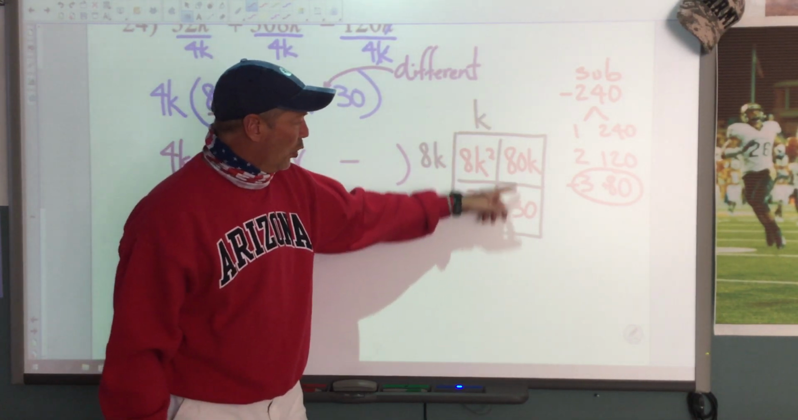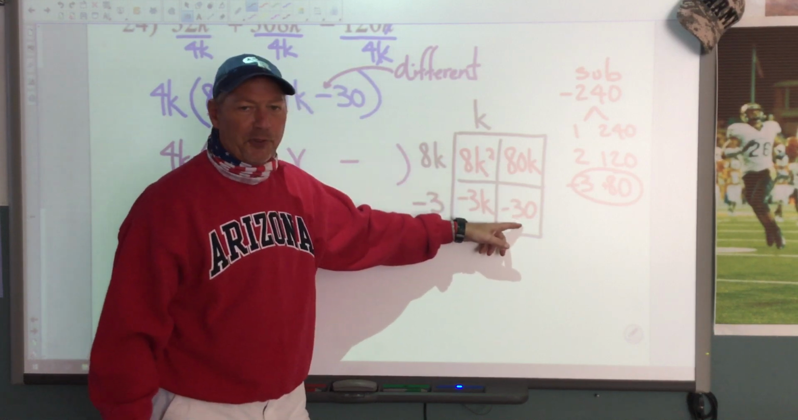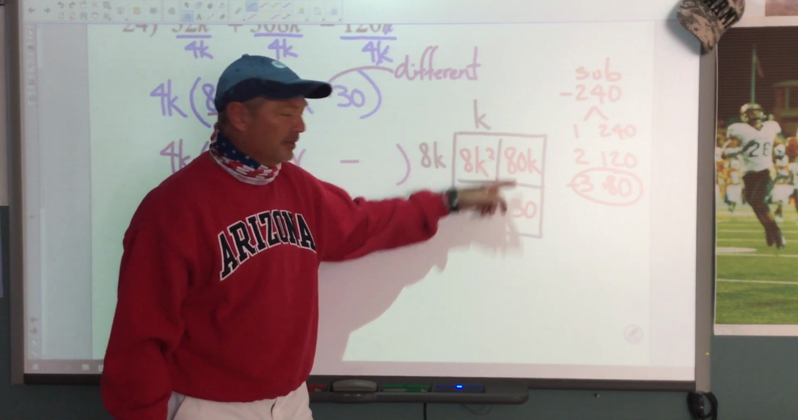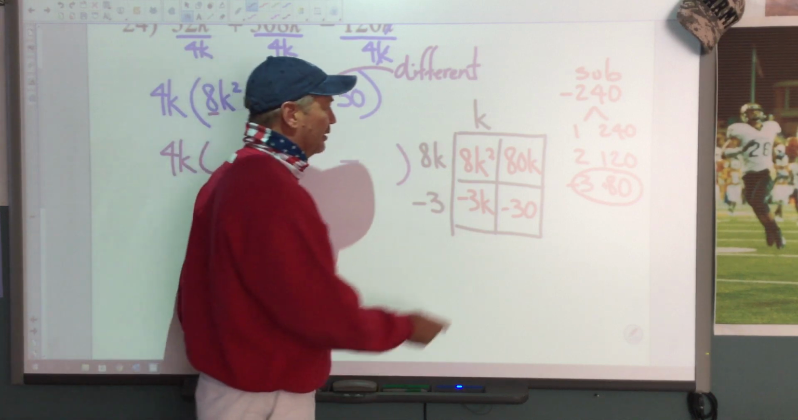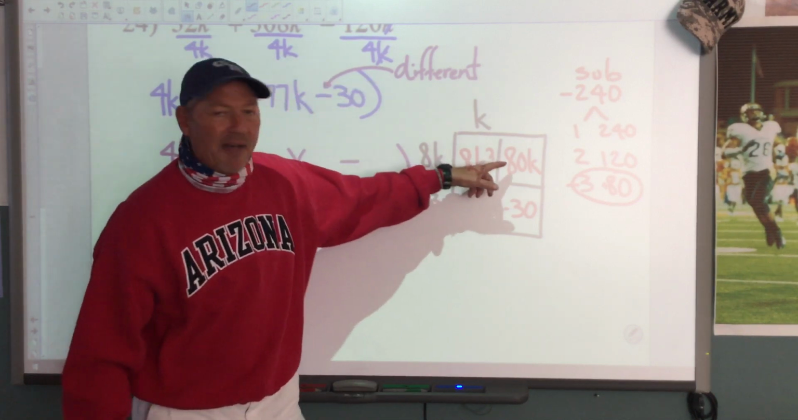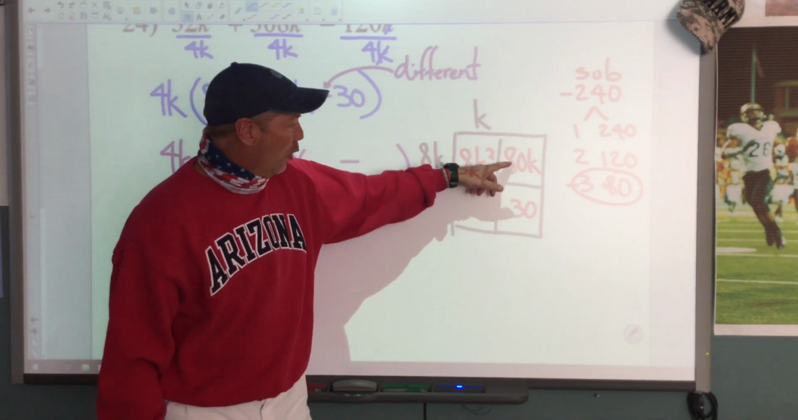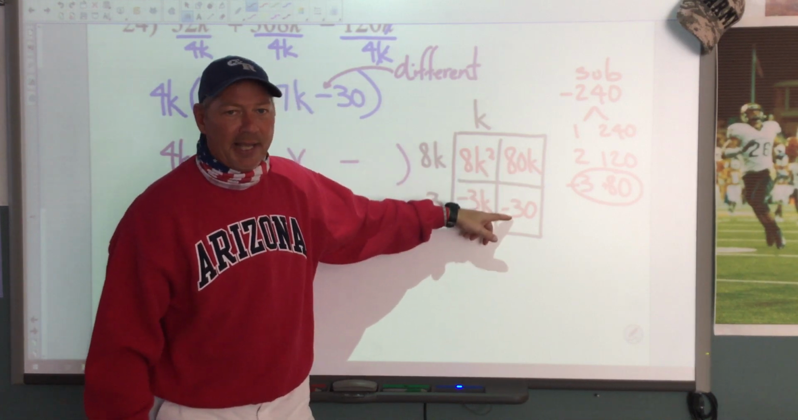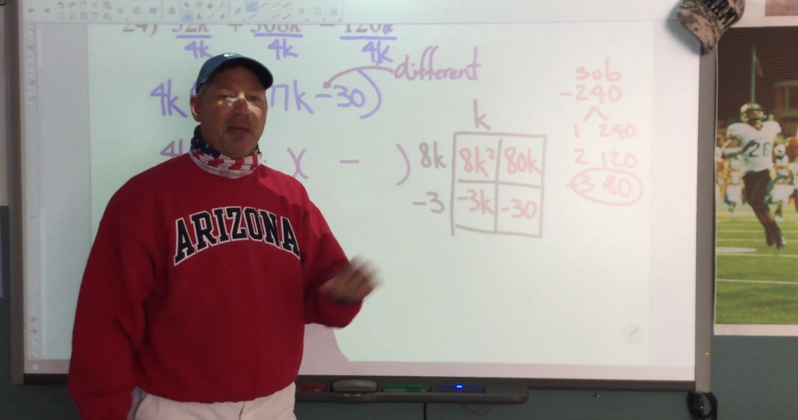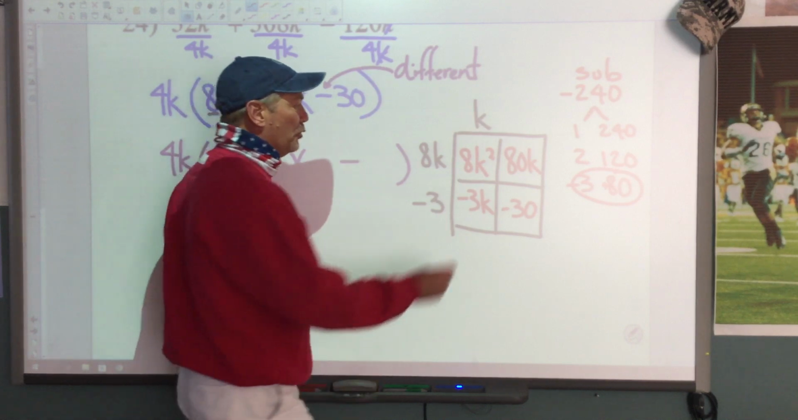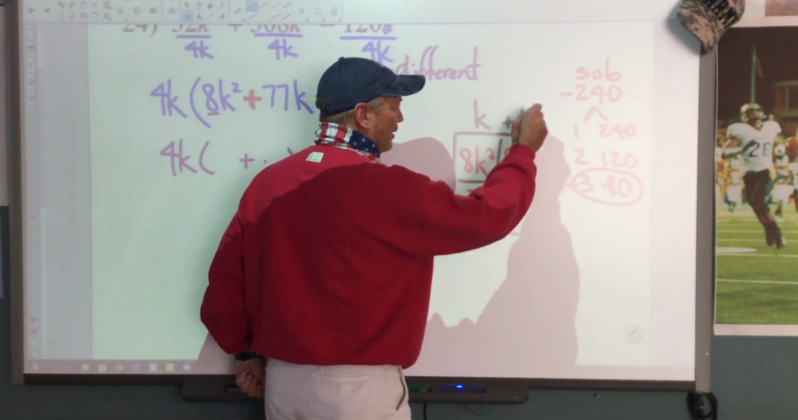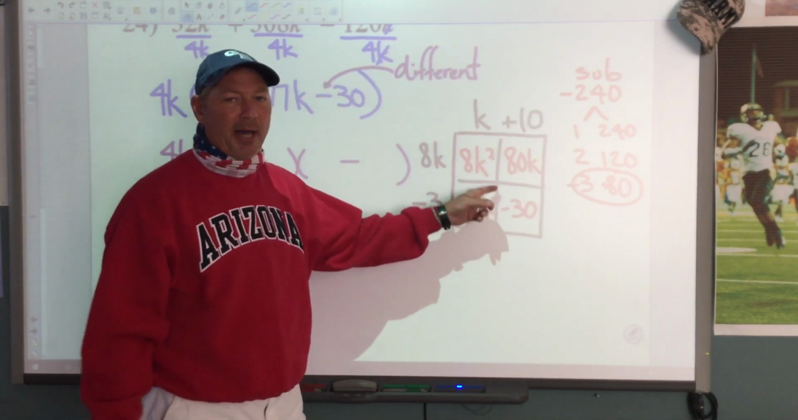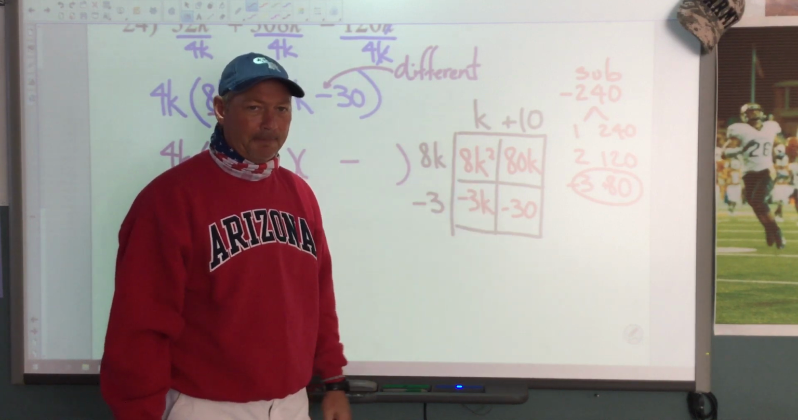Over here, 80 and negative 30. What number goes into both of these? The number 10 does. Do they both have a negative sign? No, they both do not have a negative sign, so you can't put them having a negative in common. You have to go plus 10. If they both don't have a minus, you have to go plus 10.